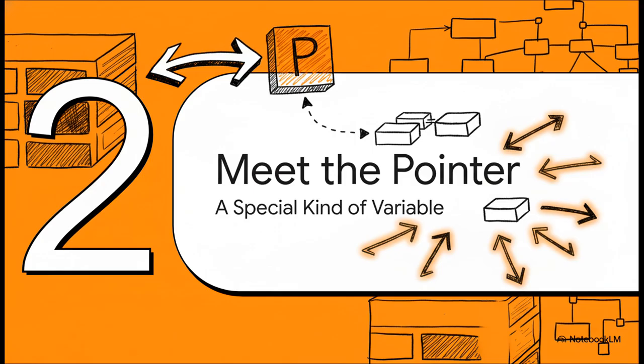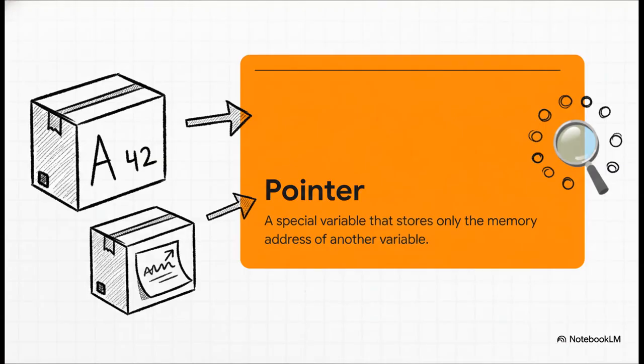So how do we actually get our hands on these addresses and start using them? Well, for that, we need a special kind of variable that's built for this exact job. It's time to introduce the star of our show, the pointer. You know, a pointer is really just another type of variable, another kind of box. But here's the twist. Instead of holding a value like A or the number 42, its only job is to hold the memory address of another box. It's kind of like a sticky note where you just write down the address of a friend's house so you can find it later. That's all it is.